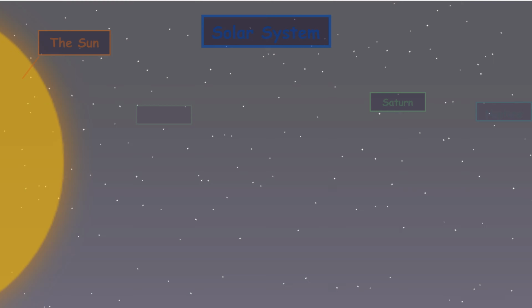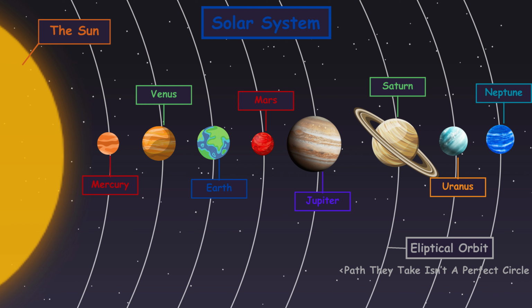If we expand our view outward, we can now observe the entire solar system. Earth is just one among 8 planets that orbit around our central star, which is known as the Sun. You do not need to remember the order of the planets, but for reference, they are Mercury, Venus, Earth, Mars, Jupiter, Saturn, Uranus, and Neptune.